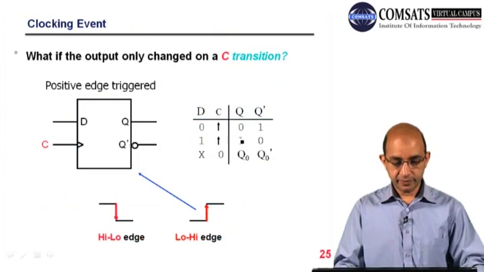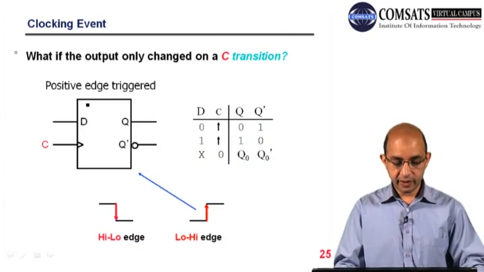These are the clocking events. If I consider the clock as an event, you can see that here we have a transition from high to low, or we normally call it a falling edge. But there is a transition. So here we have from low to high. This is the rising edge.